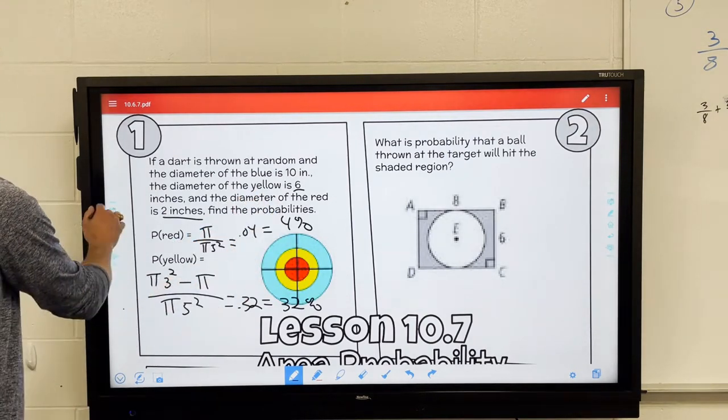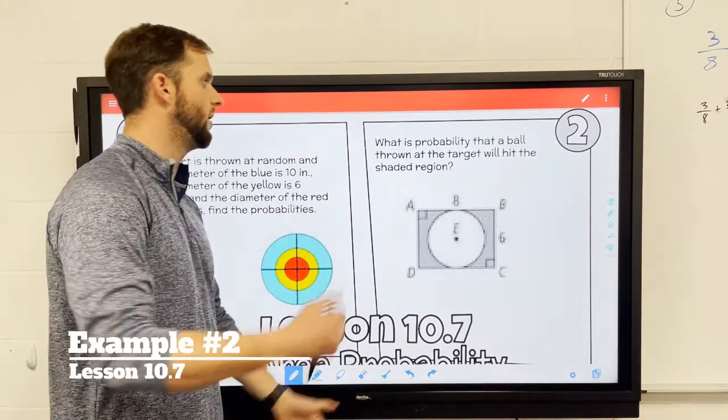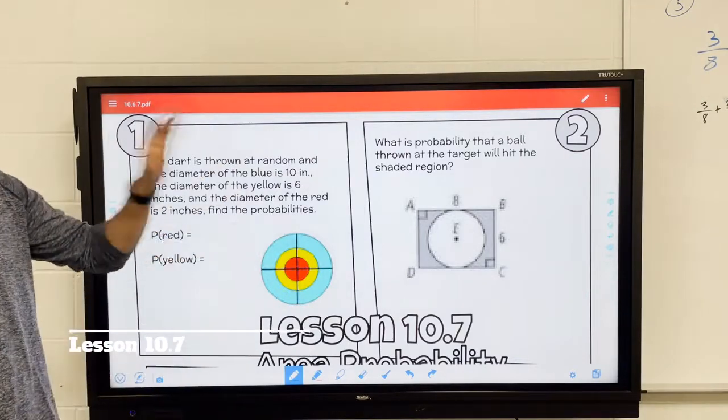Let's jump over to example number 2. On example number 2, it says, what is the probability that a ball thrown at the target will hit the shaded region?